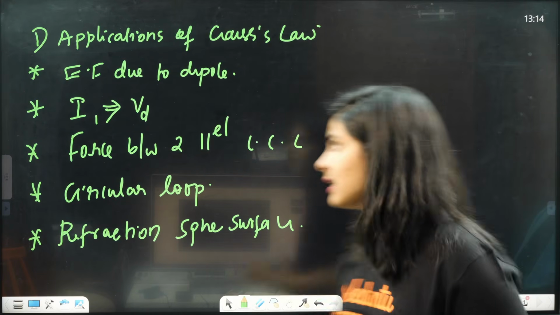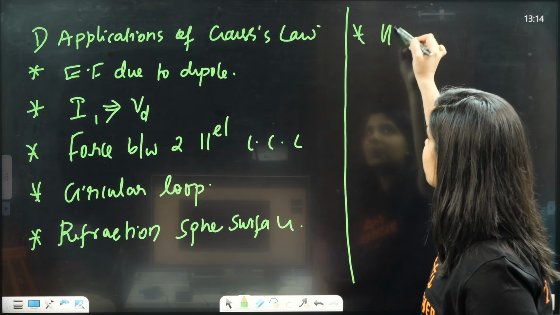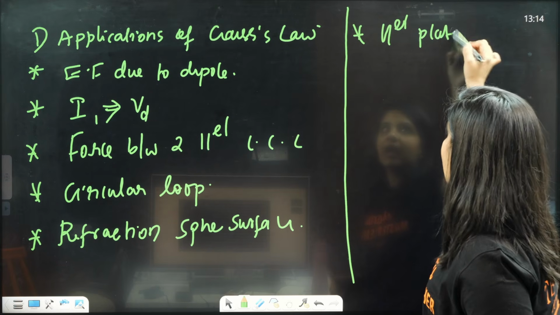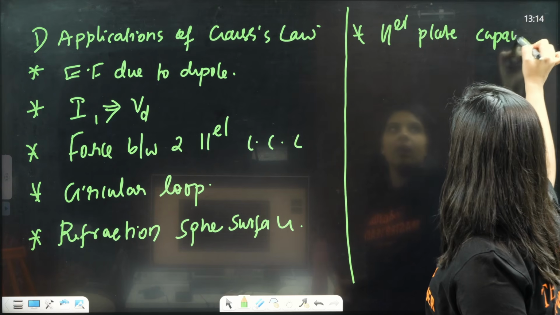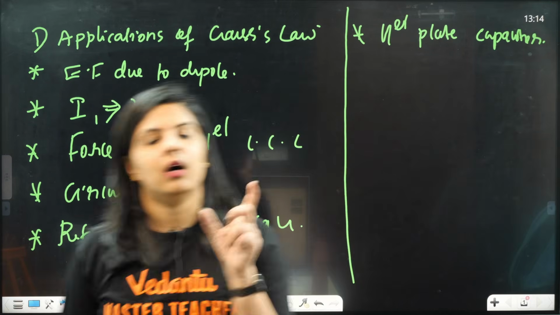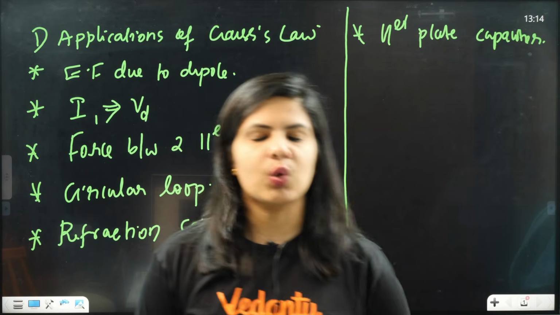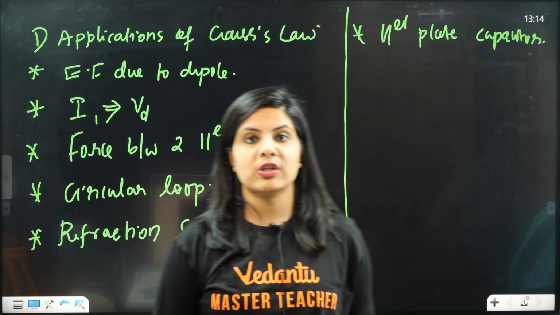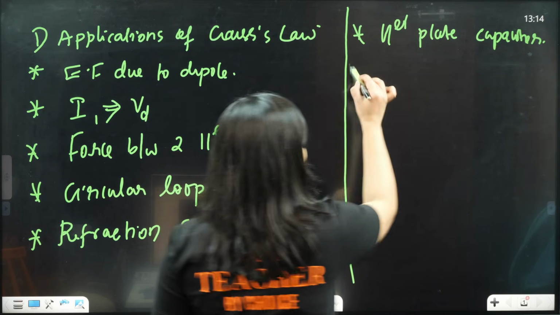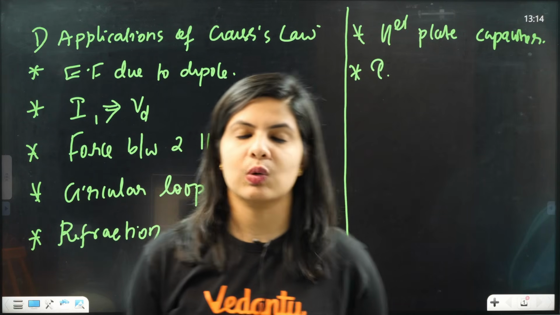Next, when it comes to capacitance, in capacitance you know the parallel plate capacitor, and there is one derivation for the dielectric in between the two plates, partially filled as well as completely filled. It is also important. And also you can see the torque due to an electric dipole, that is also important.